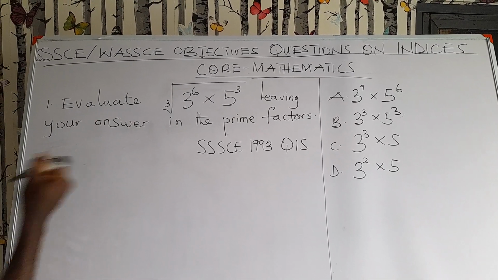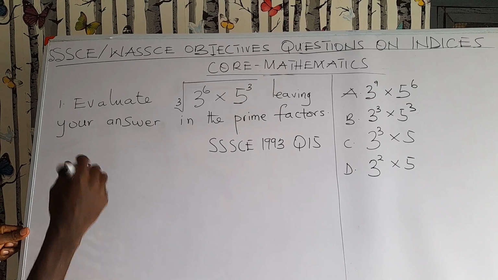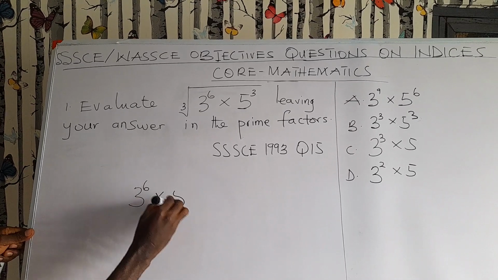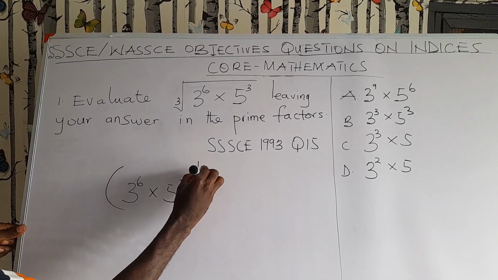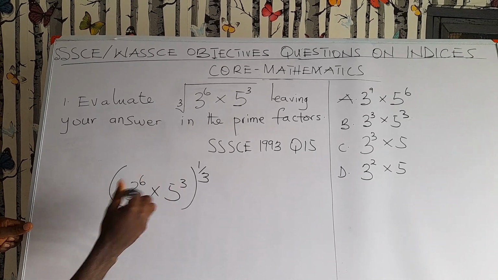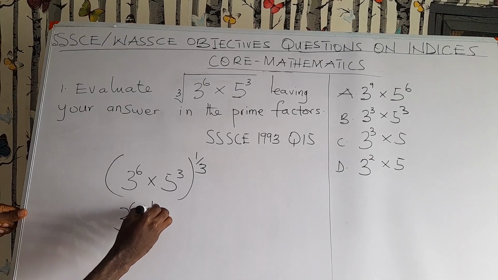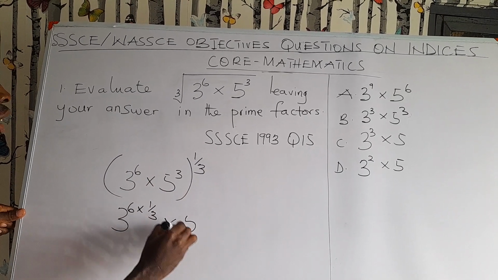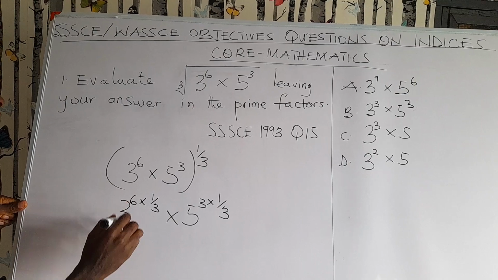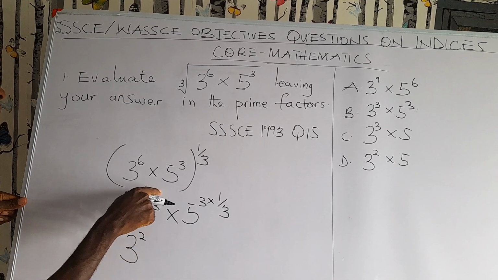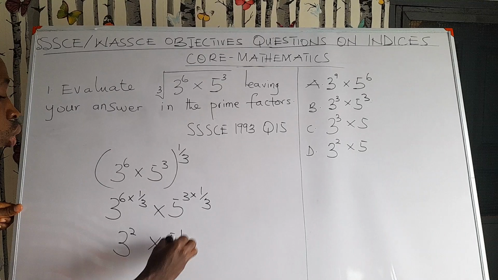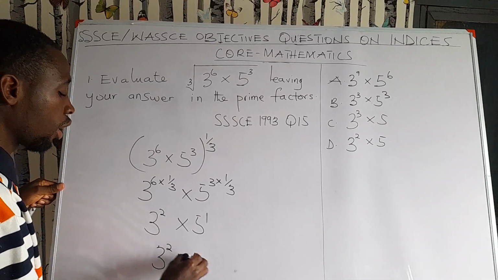Now let's solve this. The cubic root of any number is that number exponent 1/3. So we can rewrite this as 3 exponent 6 times 5 exponent 3, all exponent 1/3. And remember, we learned one of the rules. Check out my videos on properties of indices. This can be written as 3 exponent 6 times 1/3, then times 5 exponent 3 times 1/3. So 6 times 1/3, this 3 will divide 6 two times, so that will be 3 exponent 2. Then times, this 3 will divide that, we are left with 5 exponent 1. So we have 3 exponent 2 times 5.